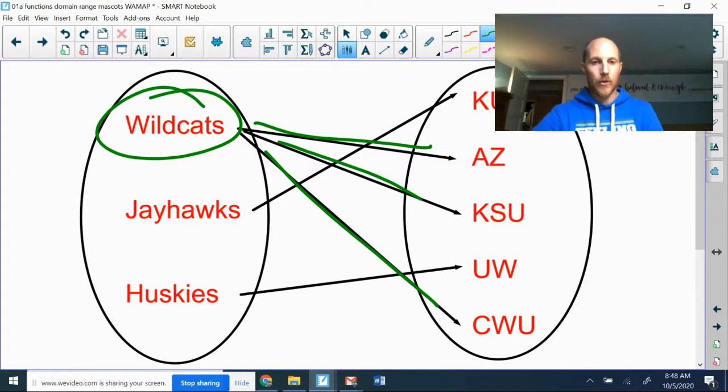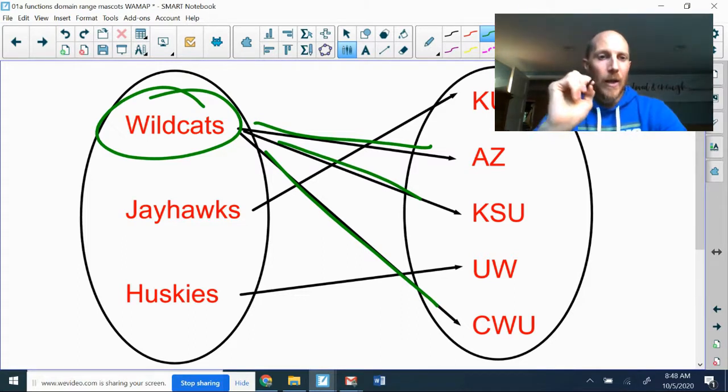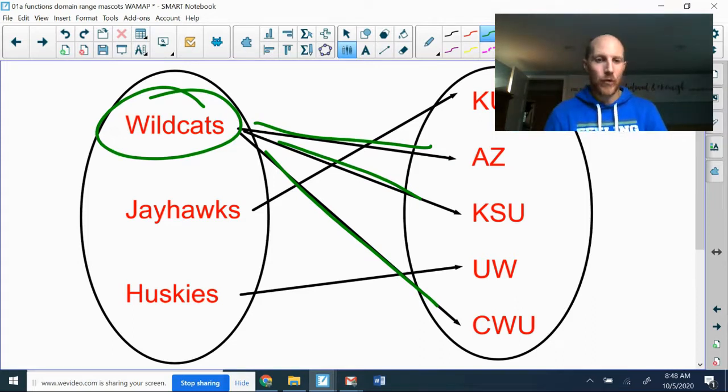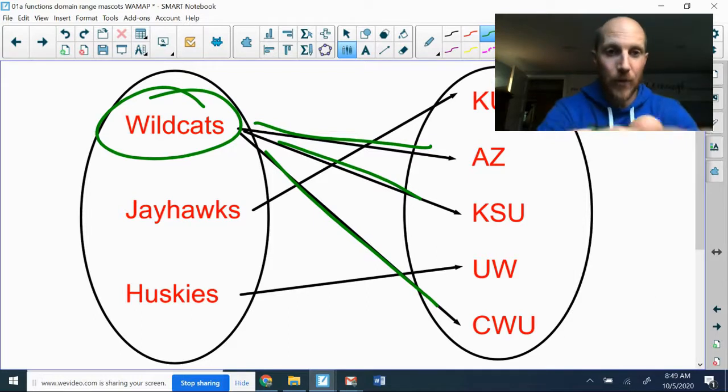This is not a function because that input of Wildcats has, quote, three answers, right? If you ask, hey, what's the school that goes with Wildcats? To answer correctly, you'd have to say, well, Wildcats is Arizona, Wildcats is Kansas State, Wildcats is Central Washington. A function only has one input going to one output, not one input going to three different outputs. So this is not a function.